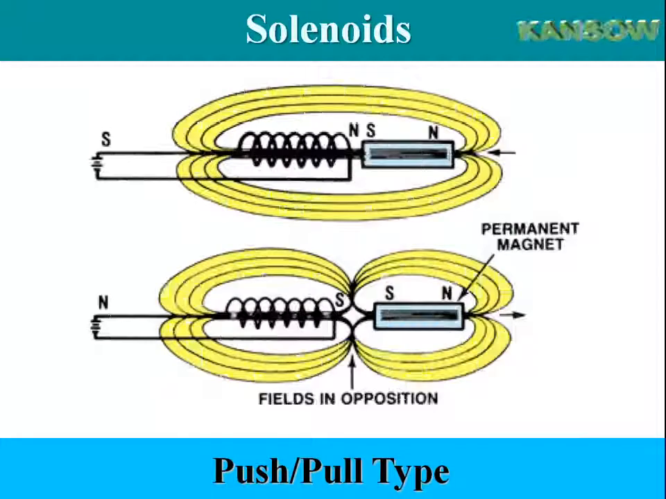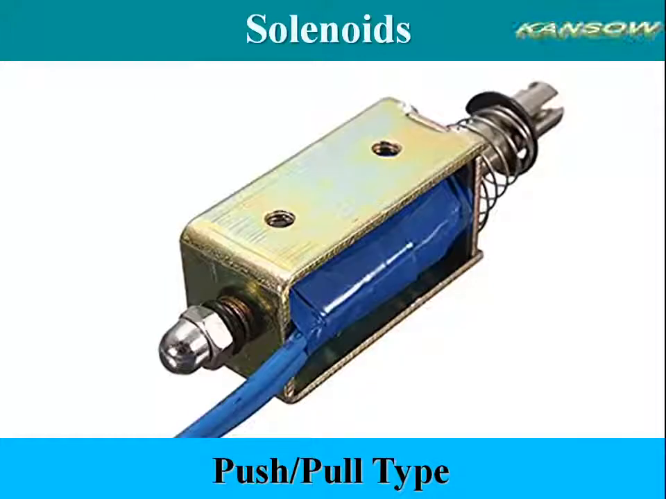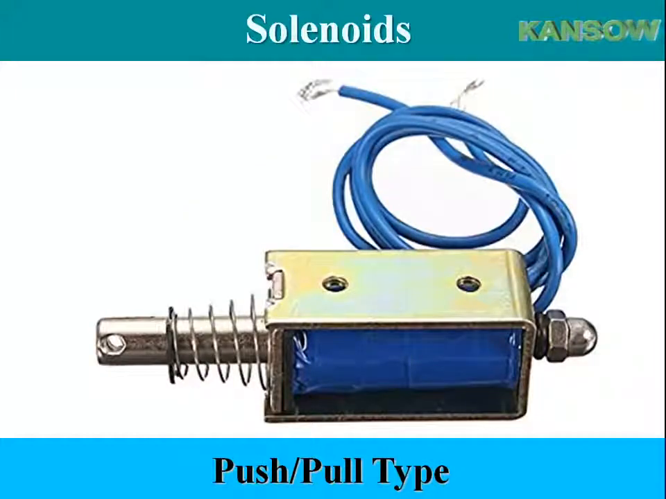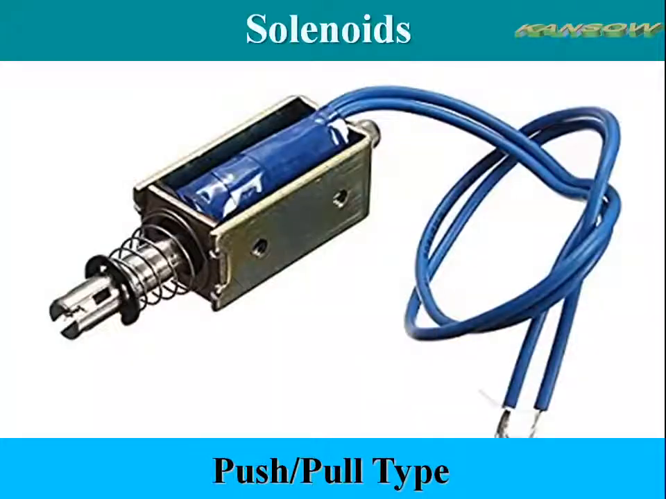In a push-pull type solenoid, a permanent magnet is used for the core. Since like magnetic charges repel and unlike magnetic charges attract, by changing the direction of current flow through the coil, the core is either pulled in or pushed out. A common use for this type of solenoid is on electric door locks.